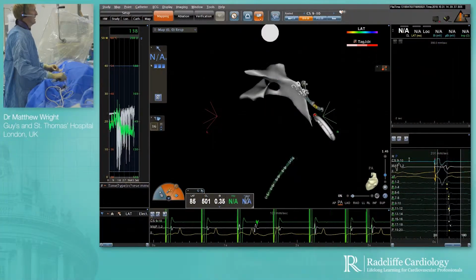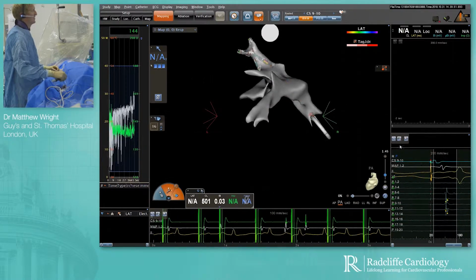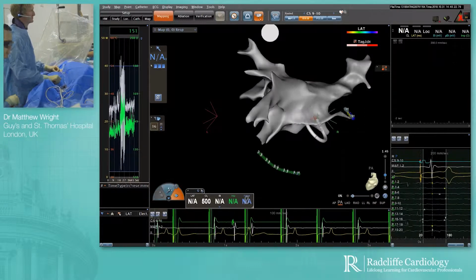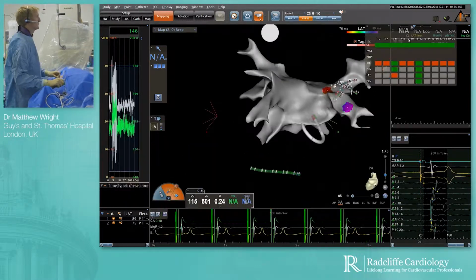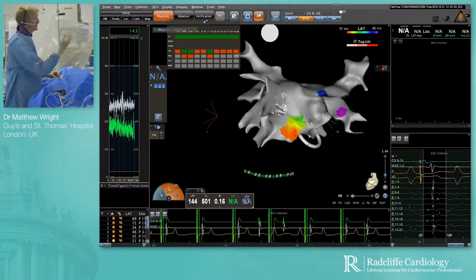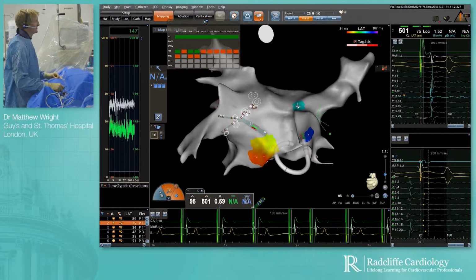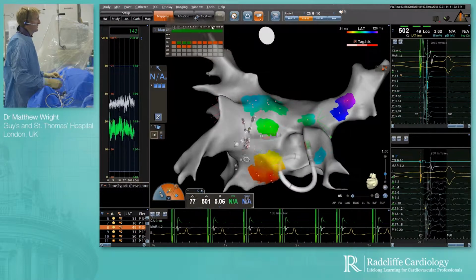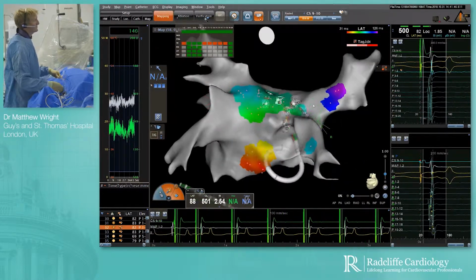Again, you can see we're now making the CARTO shell. Because the catheters were already respiratory gated, there is no delay there, and as soon as I get across, I can start making the map. If this was a persistent AF case, we'd perform a cardioversion, and then also pace at 500 milliseconds, as we are doing here.